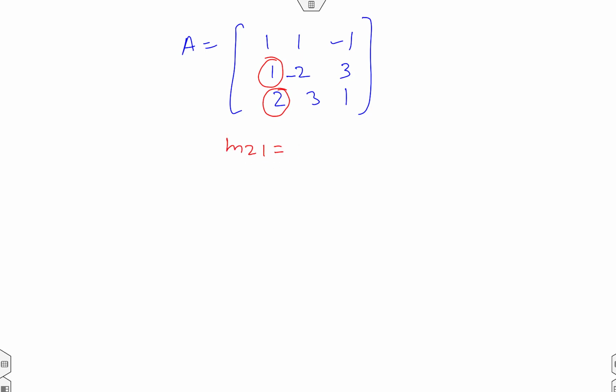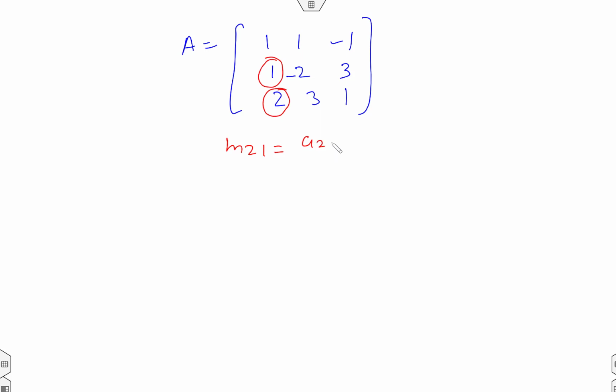So A is your matrix, that is 1, 1, minus 1, 1, minus 2, 3 and 2, 3, 1. In order to get the L matrix or U matrix, what you have to do? You have to apply the Gauss elimination method first. So what is the aim in the Gauss elimination method? Our aim at the first step is to make 0 at this position. So for that we will define multipliers.